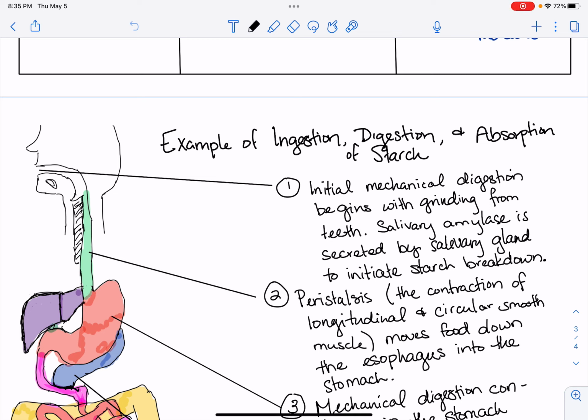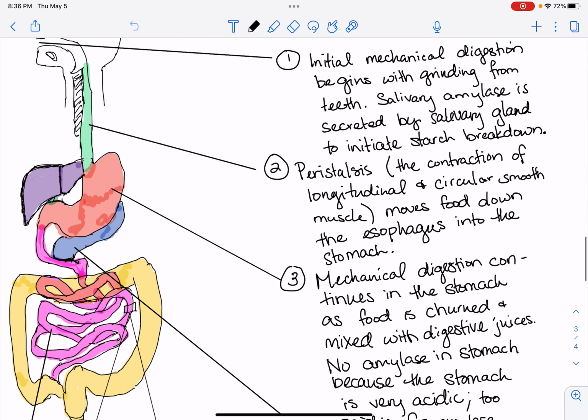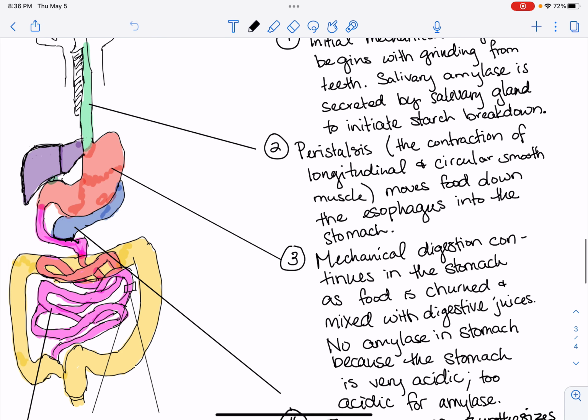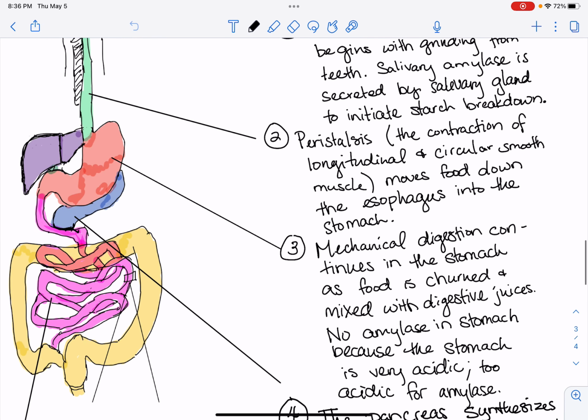What happens at the stomach? We have more mechanical digestion because the stomach, because of peristalsis, is going to move and churn that food. So mechanical digestion continues in the stomach as food is churned and mixed with digestive juices. No amylase is going to be in the stomach because the stomach is too acidic for amylase, and so amylase would probably end up denaturing. So no amylase in the stomach.